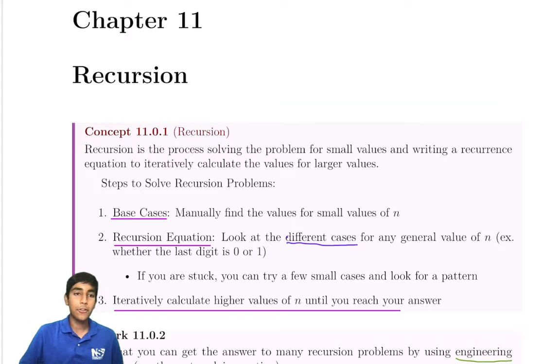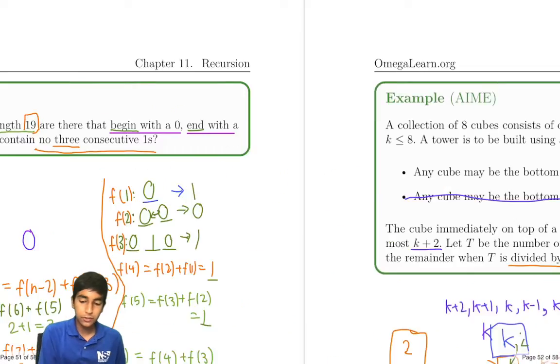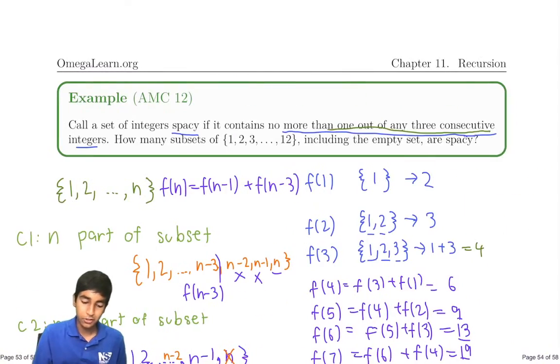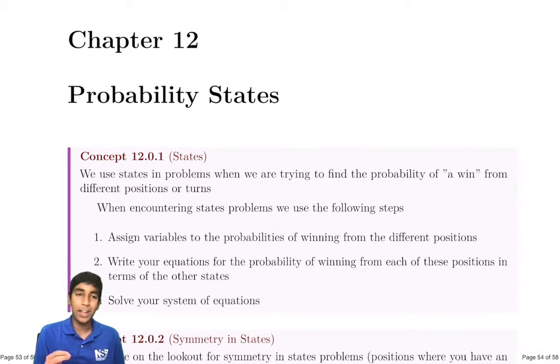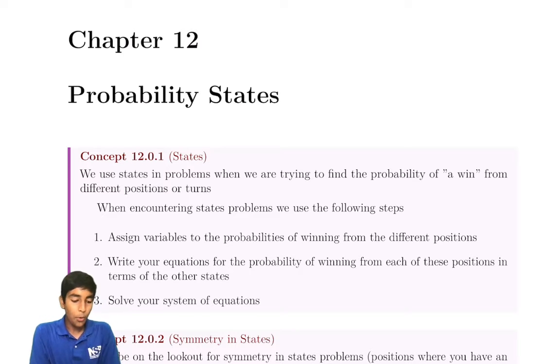Last time on Mastering AMC 10/12, we covered recursion, basically writing a function to solve problems for large values using small values. Today we're going to cover recursion in a way, except this time it's for probability. So basically, we use states when you're trying to find the probability of a win of a situation or some event happening in a situation.